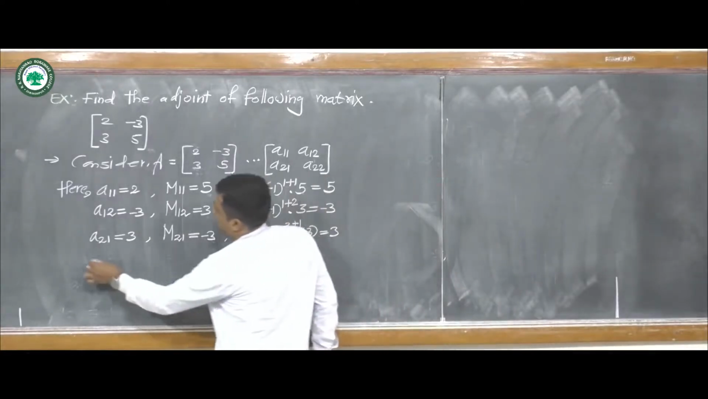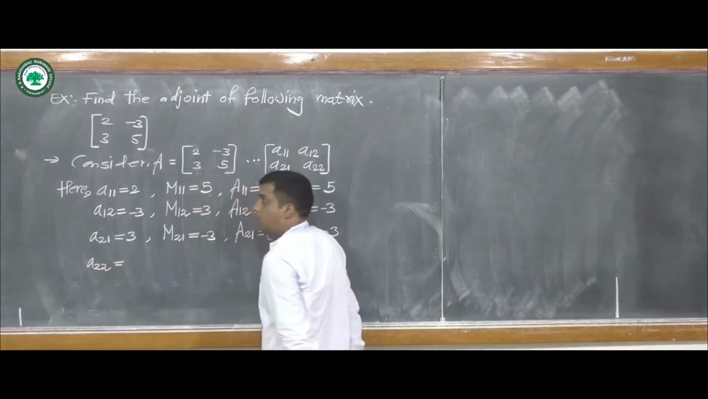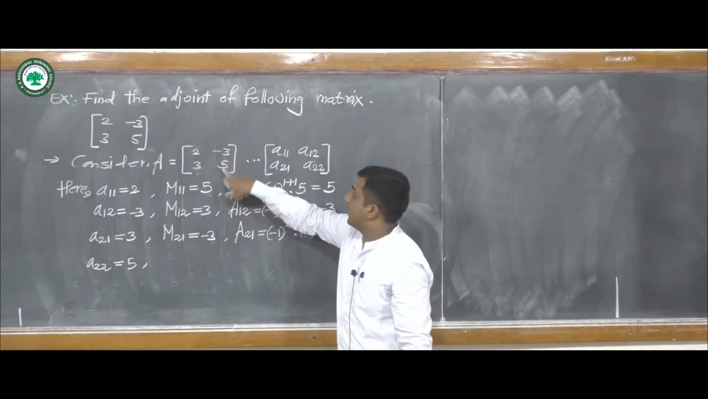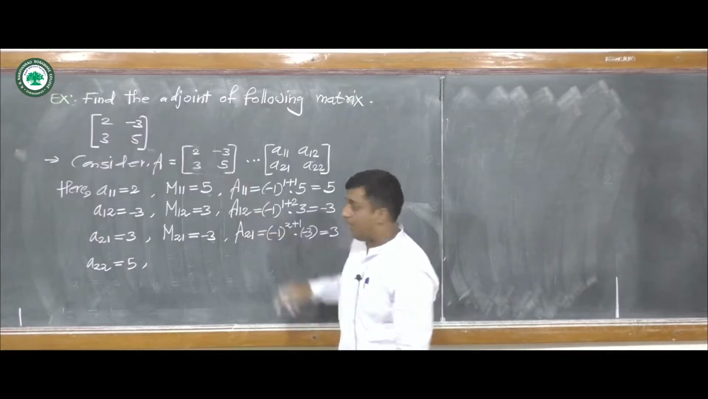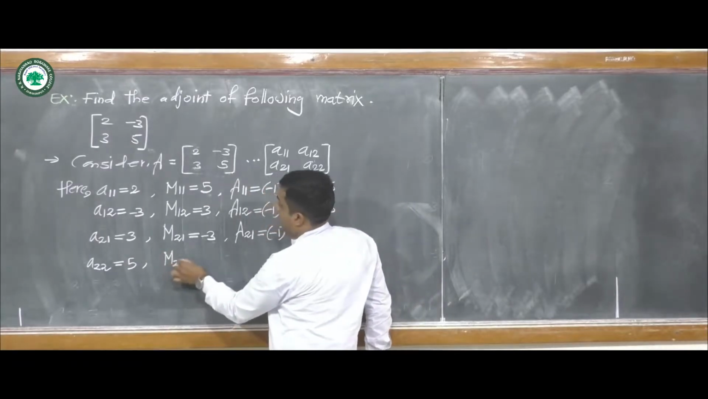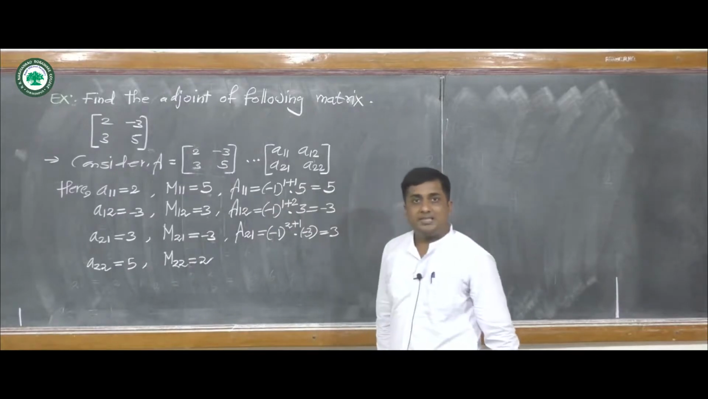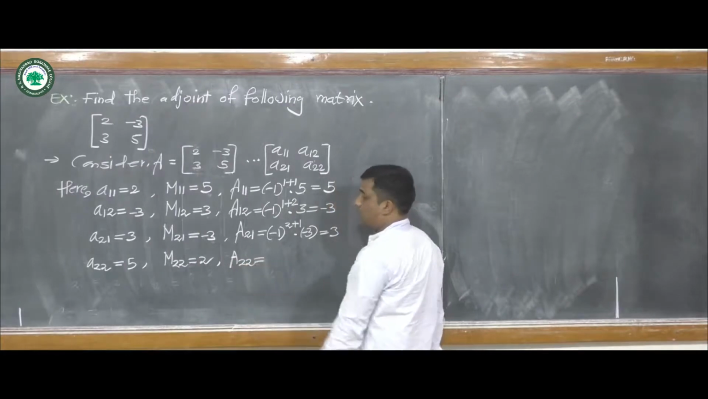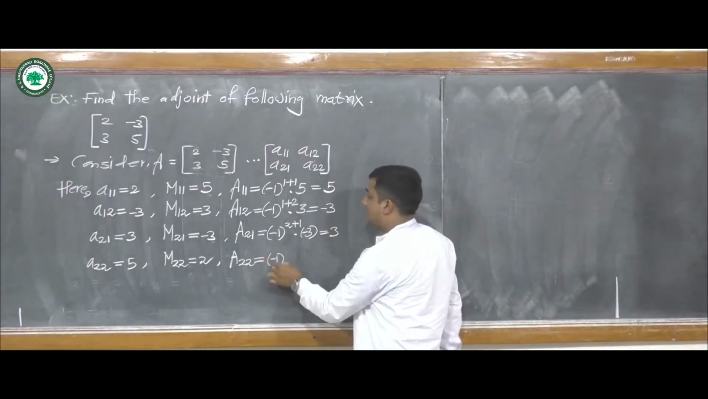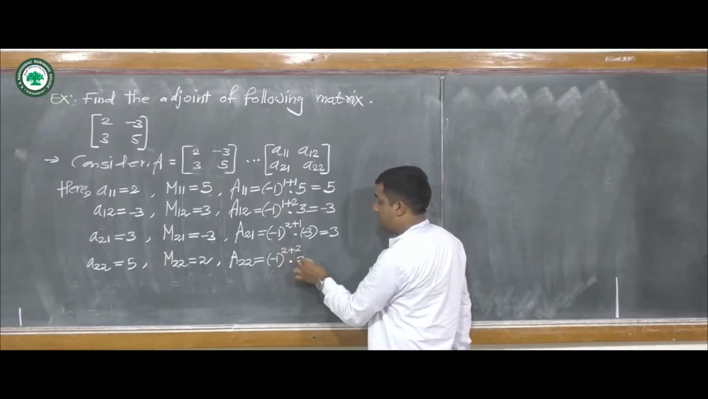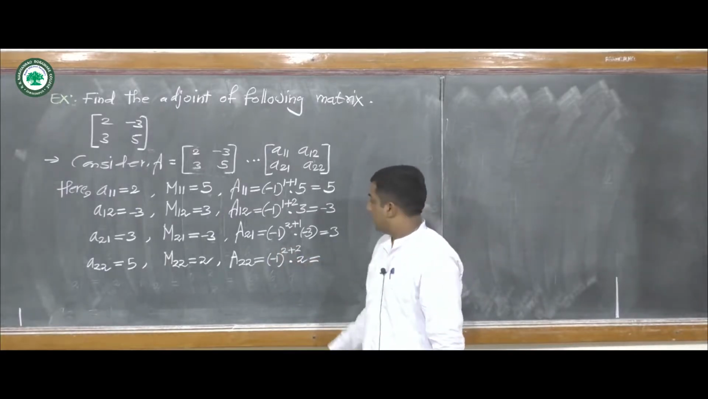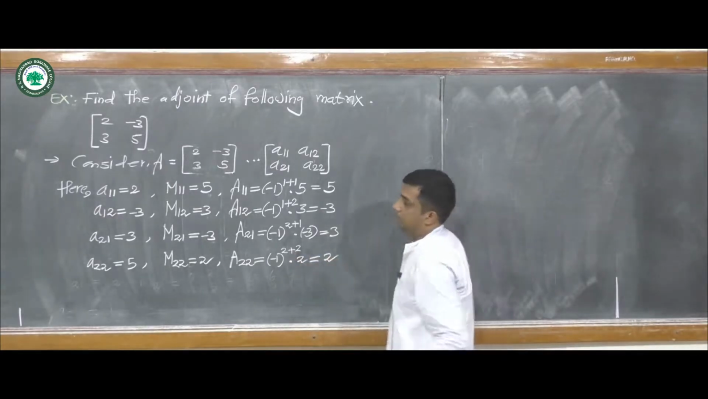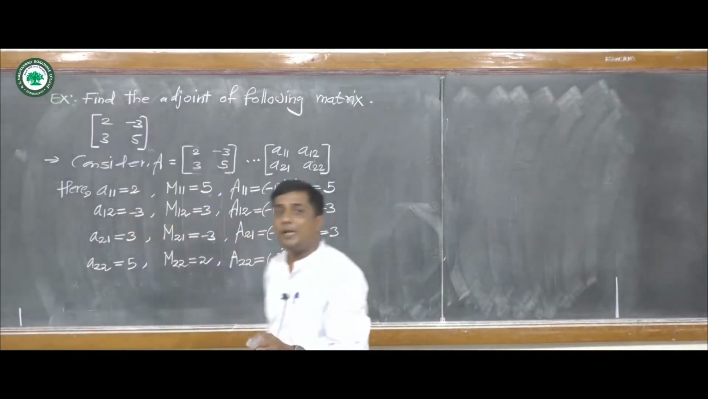And lastly, A22 is 5. This 5 is in the second row second column, so we delete the second row second column. Here only 2 remains, so M22 is equal to 2. This is the minor. Next, the cofactor of 22 is equal to -1 raised to 2 plus 2 into the minor 2, which is (-1) raised to 4, that is 1, into 2, which is 2 only. So we find the minor and cofactor of each element.